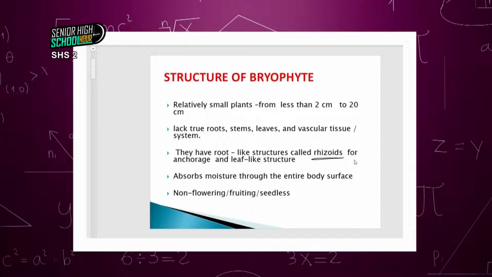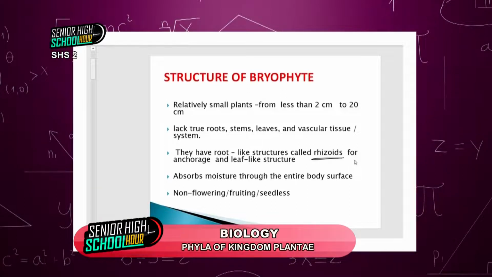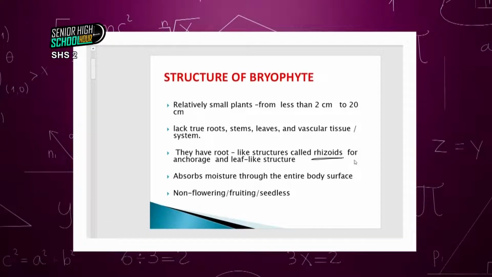So the entire body, we said, is so tiny that when a drop of water falls, that drop of water will be absorbed directly into the leaf. Sorry, the roots don't pick them. Only the leaf-like structure will pick them. In addition, they do not fruit nor flower. So we call them seedless plants. So somebody will ask, if you are seedless, then how do you reproduce? We'll be looking at that shortly.